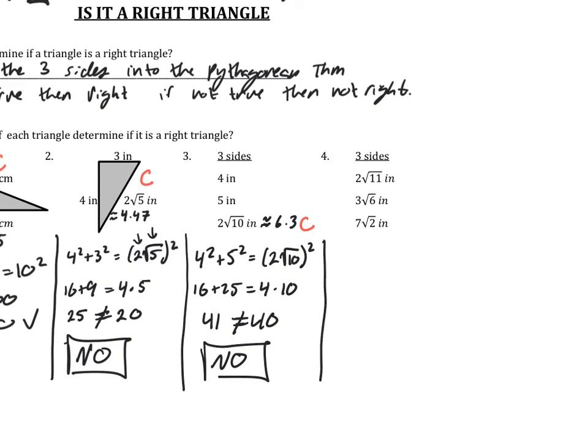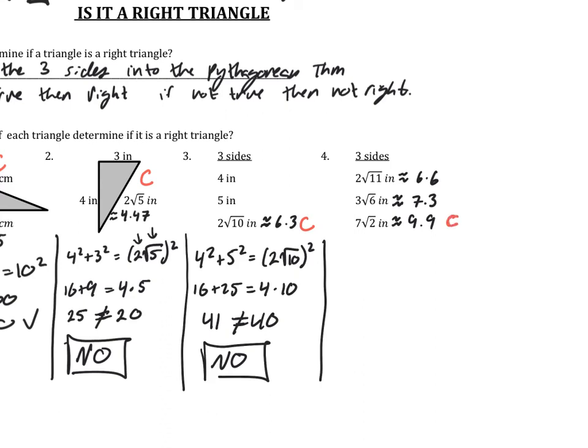So we want these decimal approximations because we need to determine who's our hypotenuse. So we need to approximate all of these real quick. Let's see, 2 root 11 is about 6.6. 3 root 6 is about 7.3. 7 root 2 is about 9.9. So if we're looking for our c value, that's our longest side. That's the 7 root 2.